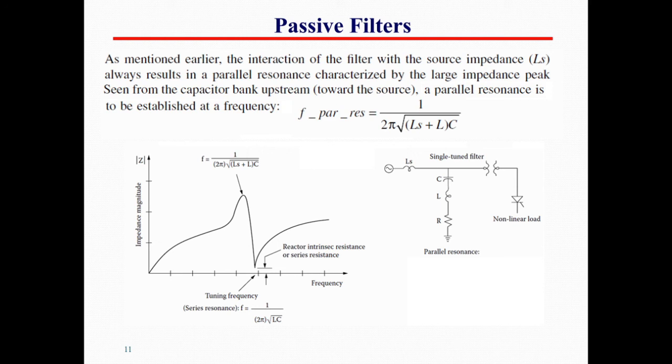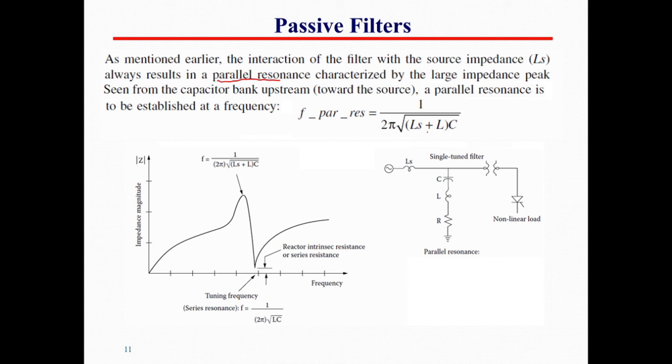The interaction of the filter with the source impedance always results in parallel resonance, as we said, characterized by a large impedance peak seen from the capacitor bank upstream. A parallel resonance is to be established at a given frequency. Of course, we can find the frequency of the parallel resonance.